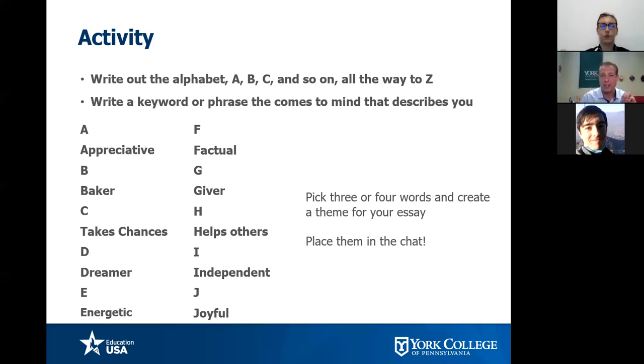And then you're going to pick three of them. And when you pick three, then we'll talk about it and maybe you can make a theme. And you can place these three right in the chat. So I did A for appreciative, takes chances, and I like to help others.